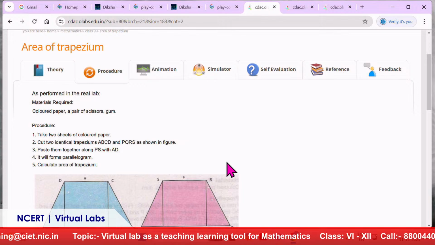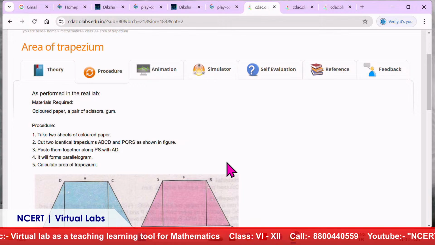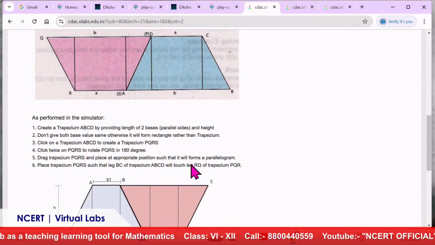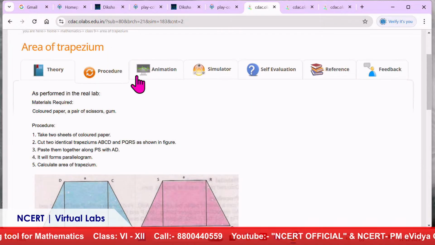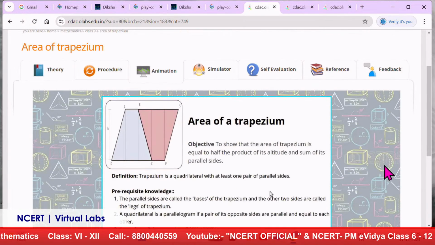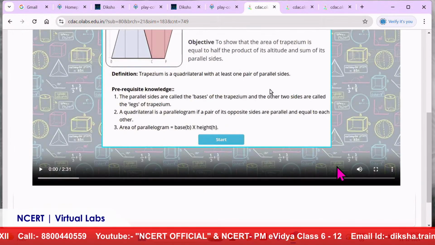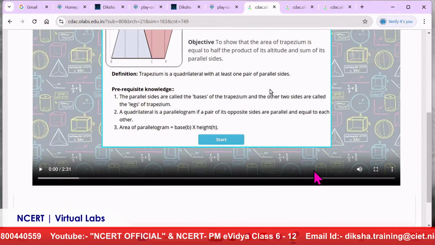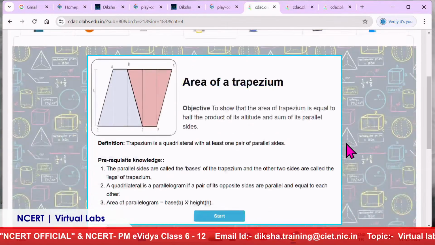In the procedure you will get the real lab procedure, step by step, and also the simulation procedure. Both procedures are given here to perform any particular activity. In the animation, the student will get a visual presentation of the experiment for better understanding. And now I am coming to the simulation.